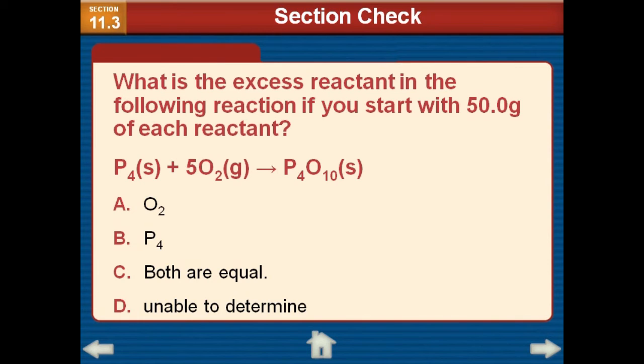And I recommend that you pause and try to figure this out and go back and look at the explanation of how to do it in order if you don't understand. Is the answer A, O2, B, P4, C, both are equal, or D, unable to determine from the information present? The answer is B, phosphorus.